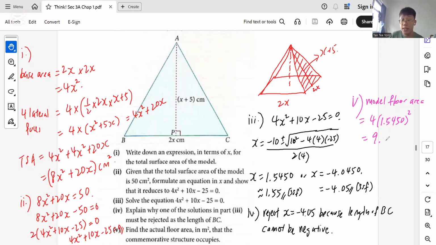Oh wait, this is in cm. Okay, maybe we should do it another way. Yeah, we should do it another way. I need more space. Let me do it another way.